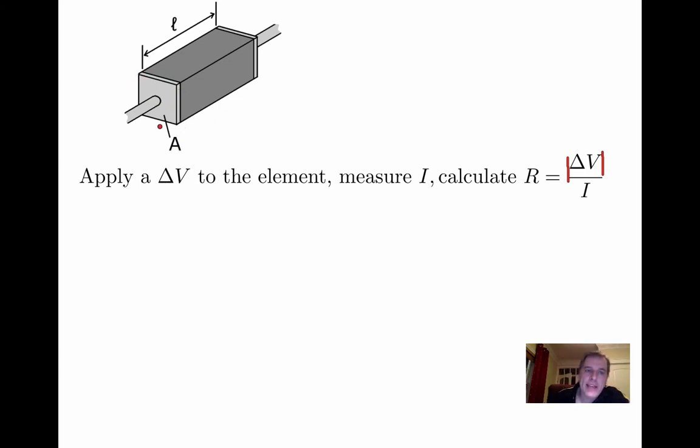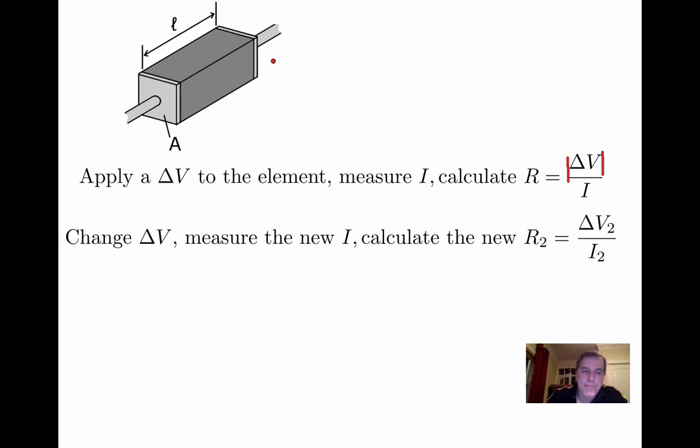So you apply delta V here with a battery, let's say you apply 12 volts. You measure the current that flows here, and you do the ratio, delta V absolute value divided by I, gives you the resistance of this object. Now, then what you can do, and we'll do that in the second lab, you can change delta V.